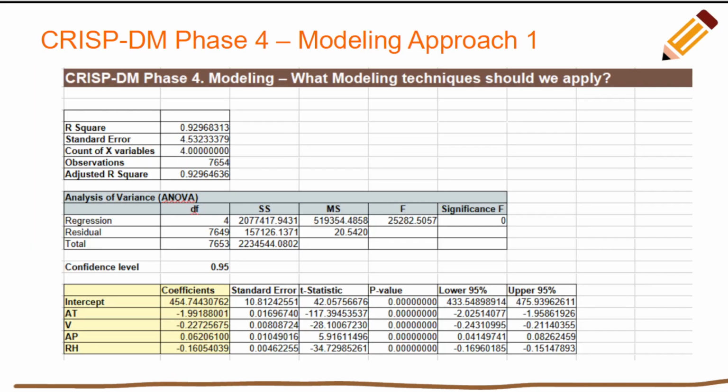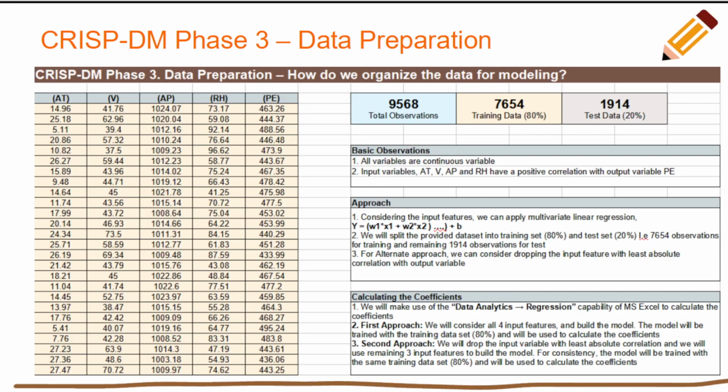Out of 9,568 total observations, we will split 80% comprising 7,654 observations as training data and remaining 20% comprising 1914 observations as test data.